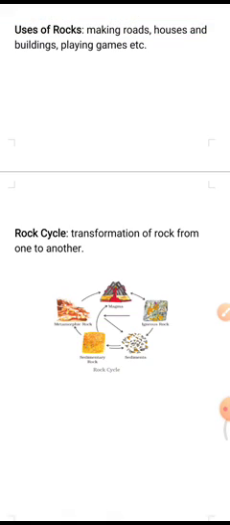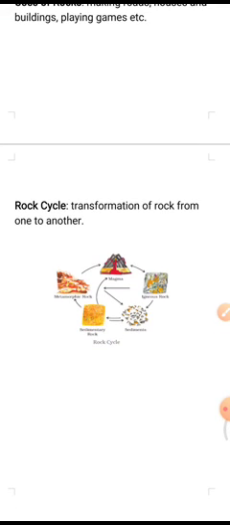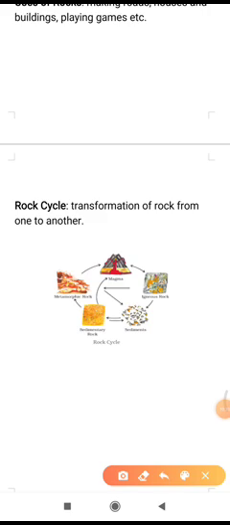We'll move on to the next concept, rock cycle. What is the rock cycle? The process of transformation of rock from one type to another is known as the rock cycle. You have already learnt that when the molten magma cools, it solidifies and forms igneous rock. See here in the picture, molten magma cools and forms igneous rock.